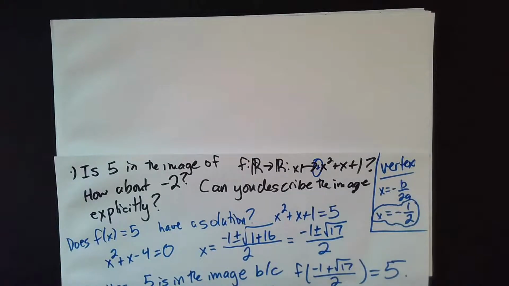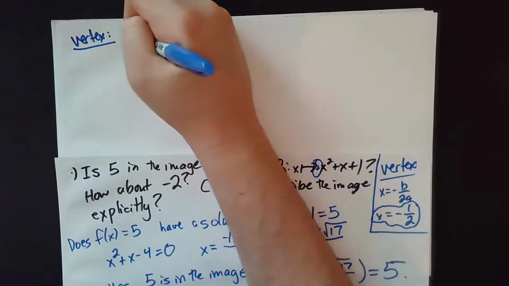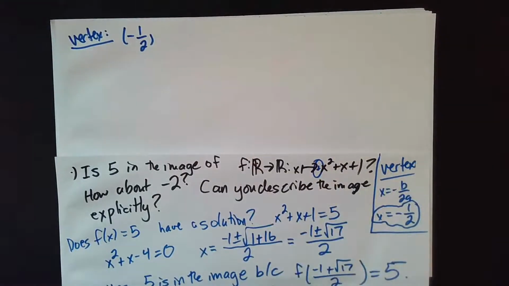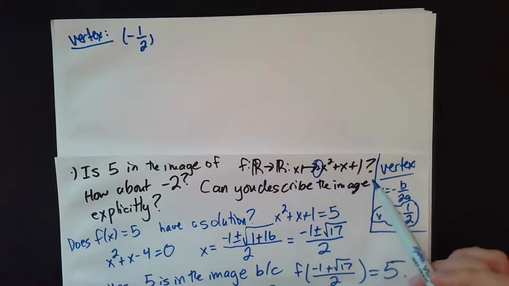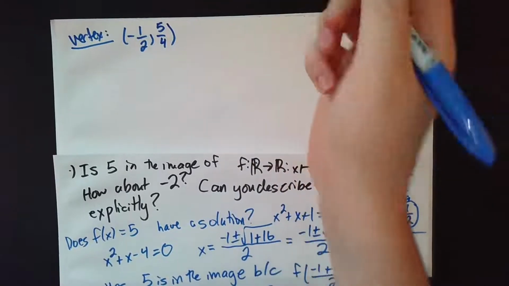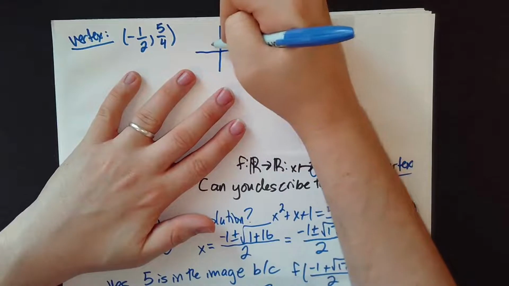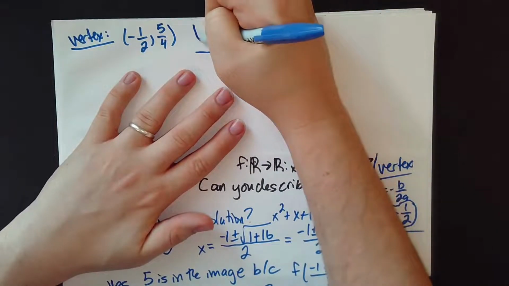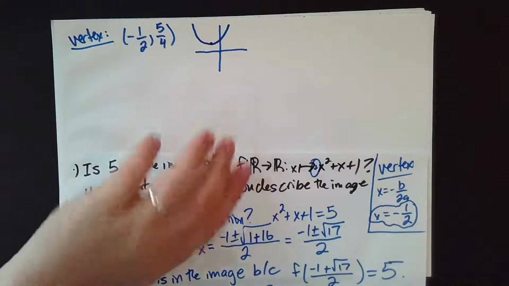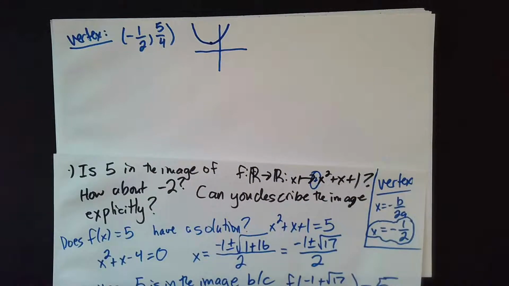So the vertex here is in fact minus 1/2, comma, and then let's see, what is the y coordinate here? So it'll be 1/4 minus 1/2. It's minus 1/4 plus 1 is 5/4. And so the graph here, there's my vertex. Here's the parabola that points up. So if you believe my work there, what is the image of this function?